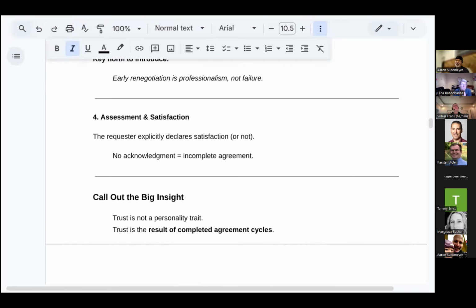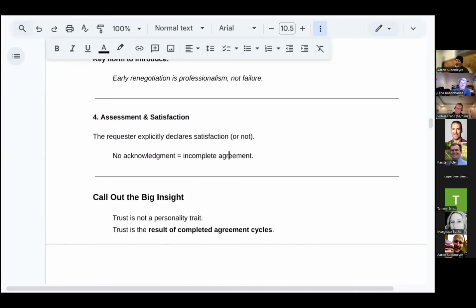And the assessment, have the requester explicitly declare satisfaction or not. No acknowledgement equals incomplete agreement. So at the end, this is a thank you, welcome cycle kind of thing. I don't know if you've ever done that before, where if you thank someone but they don't say you're welcome, it's like an incomplete sort of cycle.